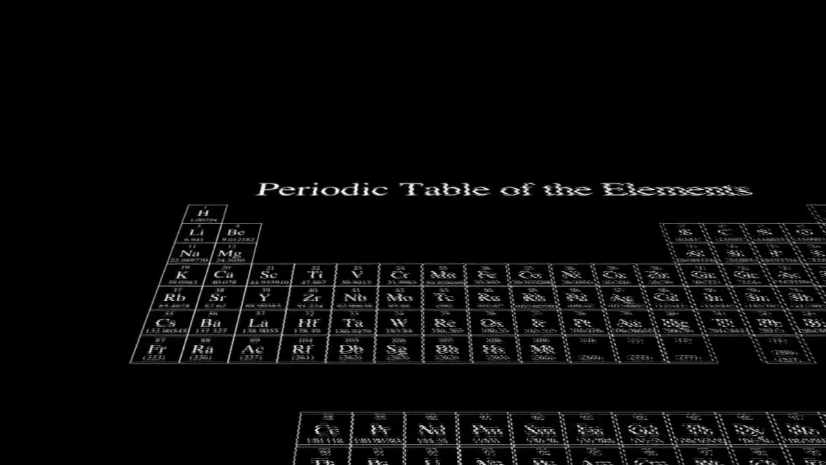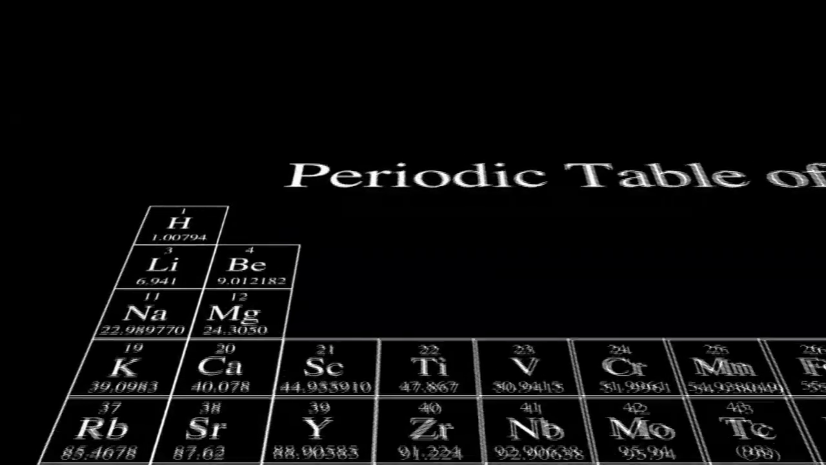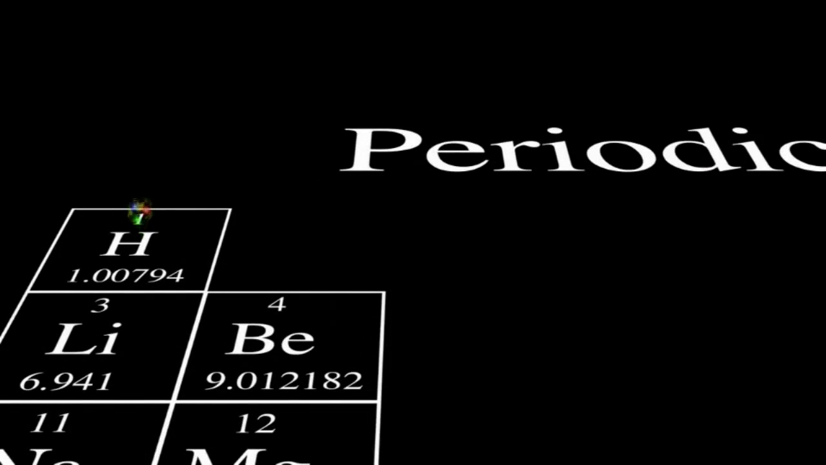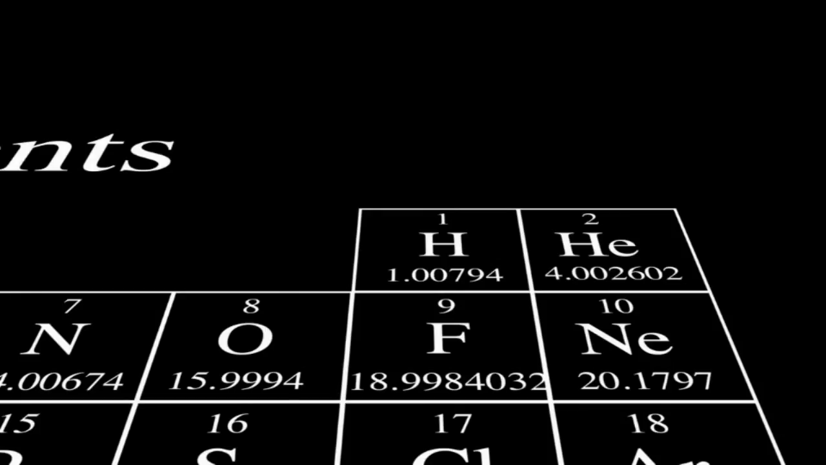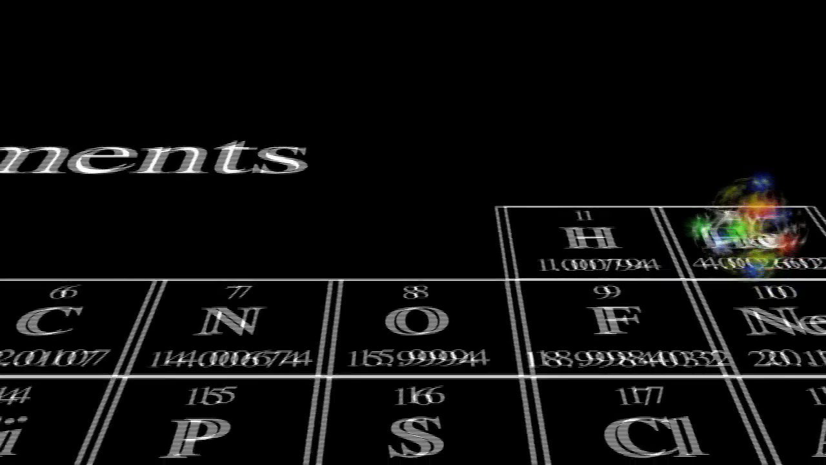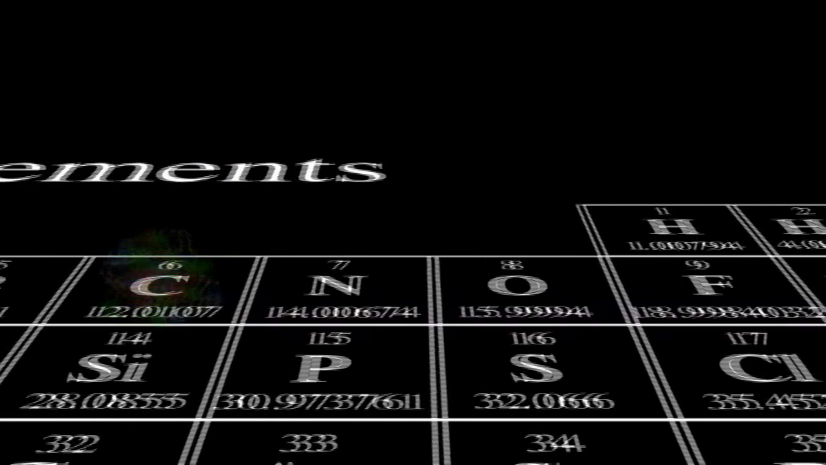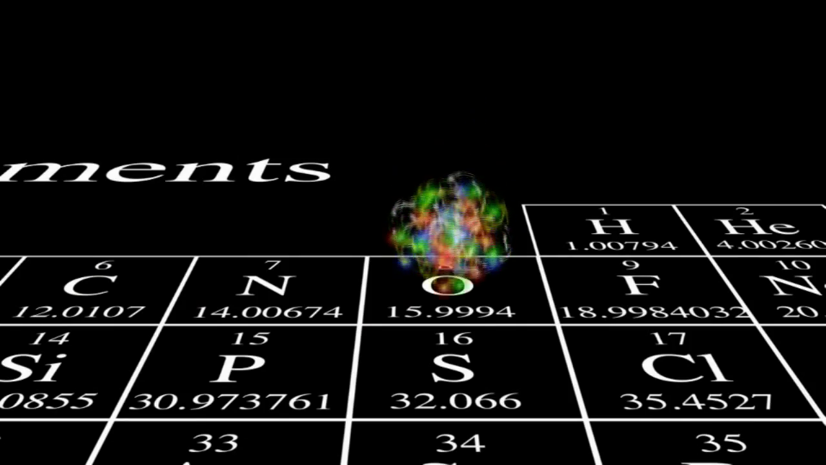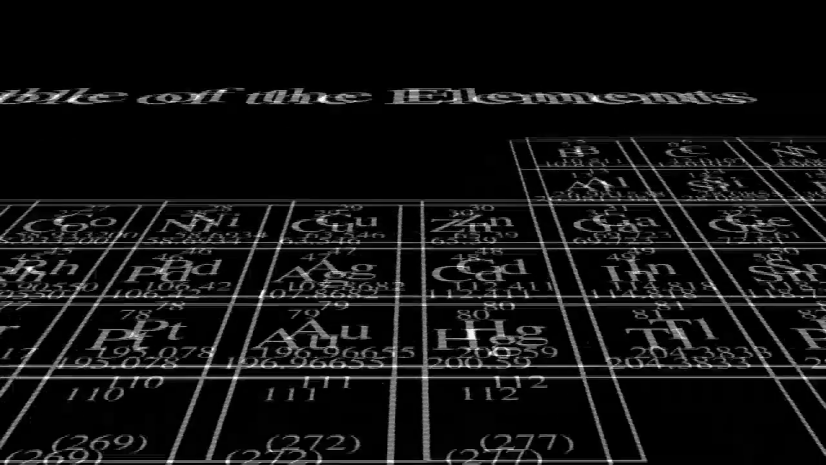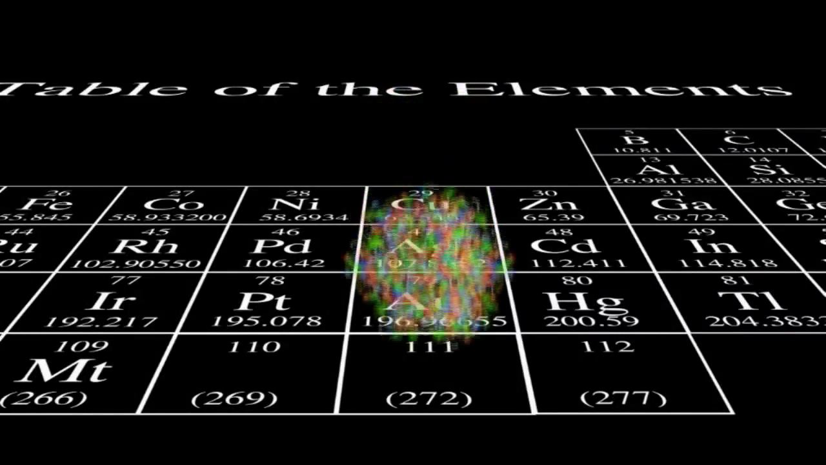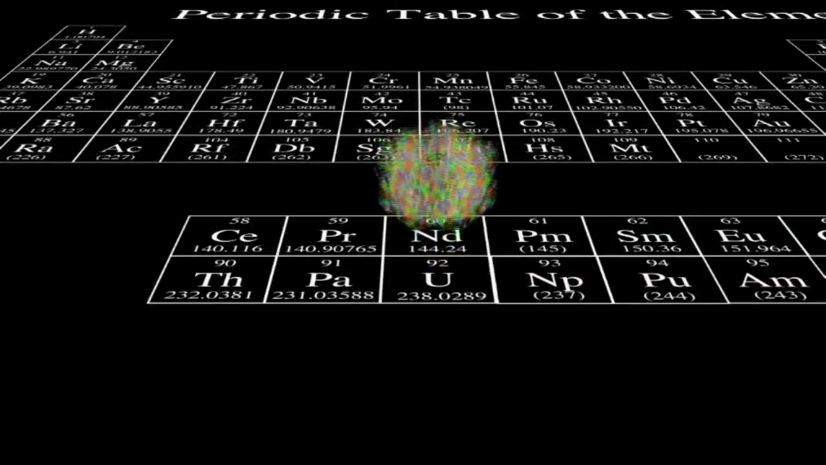These protons and neutrons can then combine to form the nucleus of each element in the periodic table. 1 proton in the nucleus makes hydrogen. Two form helium. 6, carbon. 8, oxygen. 79 is gold. And 92, uranium.